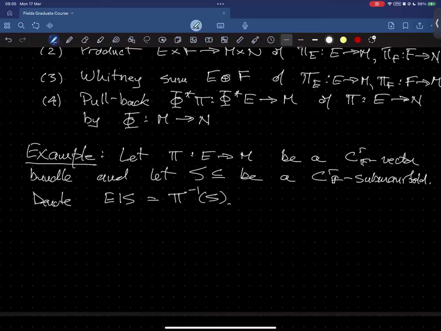Remember that when I take pi inverse, the idea is that it takes fibers over all the points in whatever you're pi inversing, and here that is S. So here I'm taking the restriction to simply be the subset of E consisting of all fibers over points in S. And what would you like to be true? Well, you would like this thing to be a vector bundle over S.